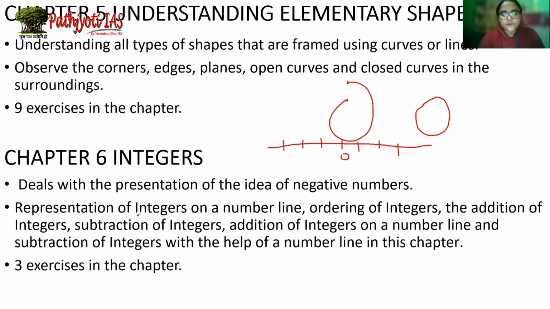So we'll also understand addition and subtraction. There are a few rules: plus plus gives us a positive value because both are positive. Then minus minus also gives us a positive value. Then a positive and a negative gives us a negative value. This is how we'll understand it better. And this again has three exercises in it.